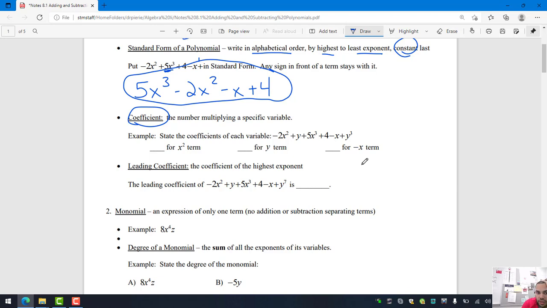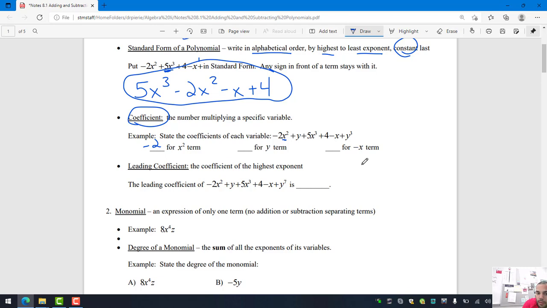Okay, so it's asking what is the coefficient of x squared? So the x squared term is right here, and if I'm looking for the coefficient, I'm looking for the number in front of that term. It looks like it's negative 2, I would just write negative 2.